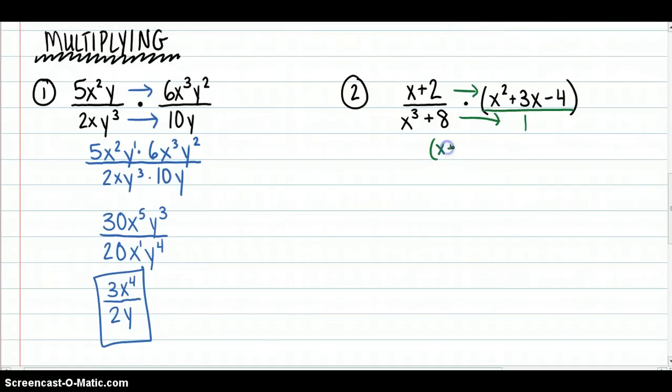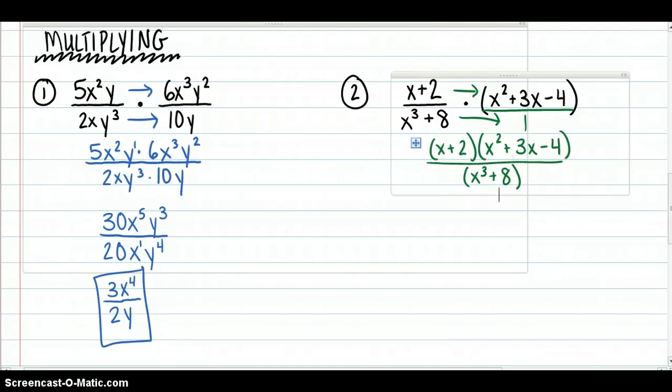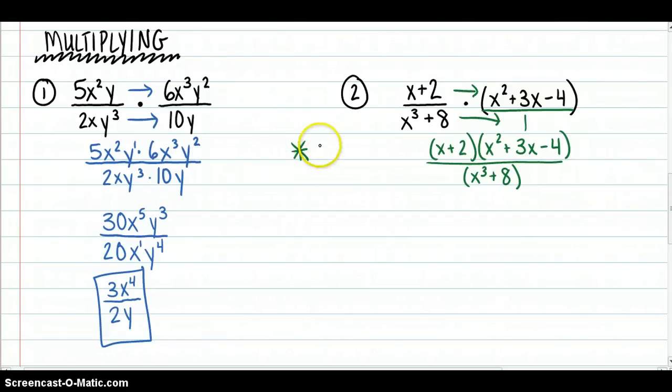On the top, I have x plus 2 times x squared plus 3x minus 4. And on the bottom, x cubed plus 8 times 1, that's just x cubed plus 8. Okay, now with multiplying, and for that matter, eventually when we get to dividing, there are really two big steps that we're going to have to do once we've combined them like we have already. Okay, the first step is I always need to factor. And that means factor everything you possibly can in the problem.